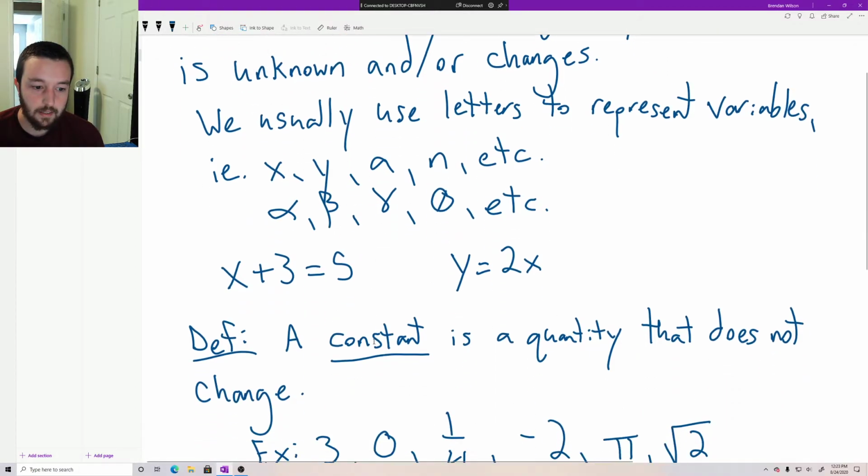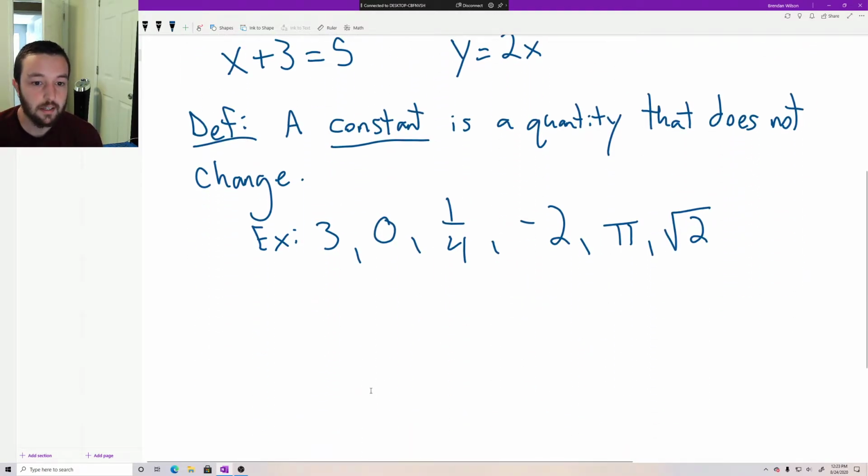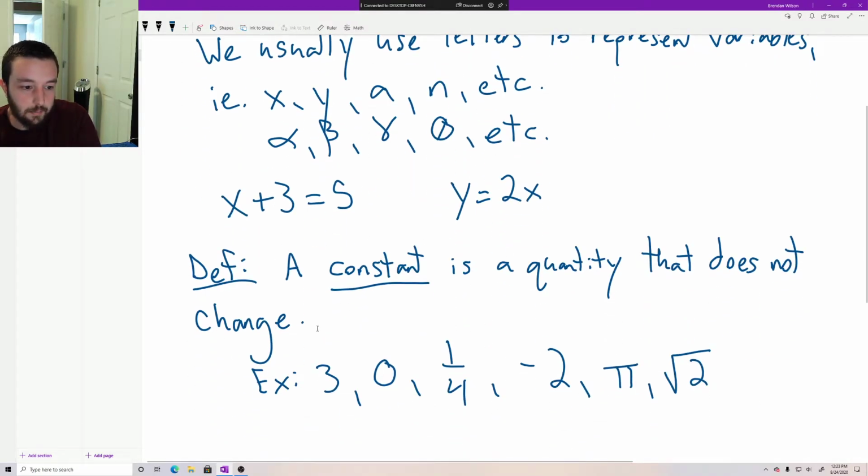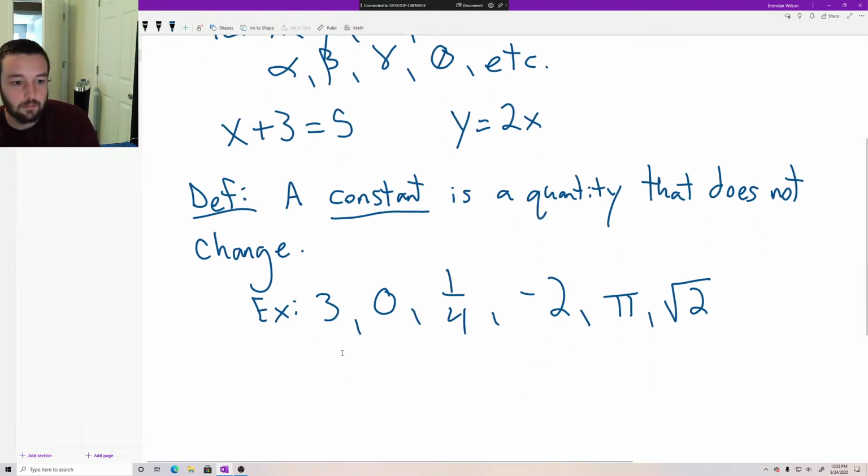So like I said, later in other math classes, you might not consider unknowns to always be variables, because sometimes you know that something is a constant, it doesn't change. You just don't know exactly what it is, or maybe you just don't care exactly what it is because it doesn't make a difference. So for our purposes, a variable is going to be something that changes and something we don't know. A constant is going to be something that doesn't change that we do know, like just a number basically.